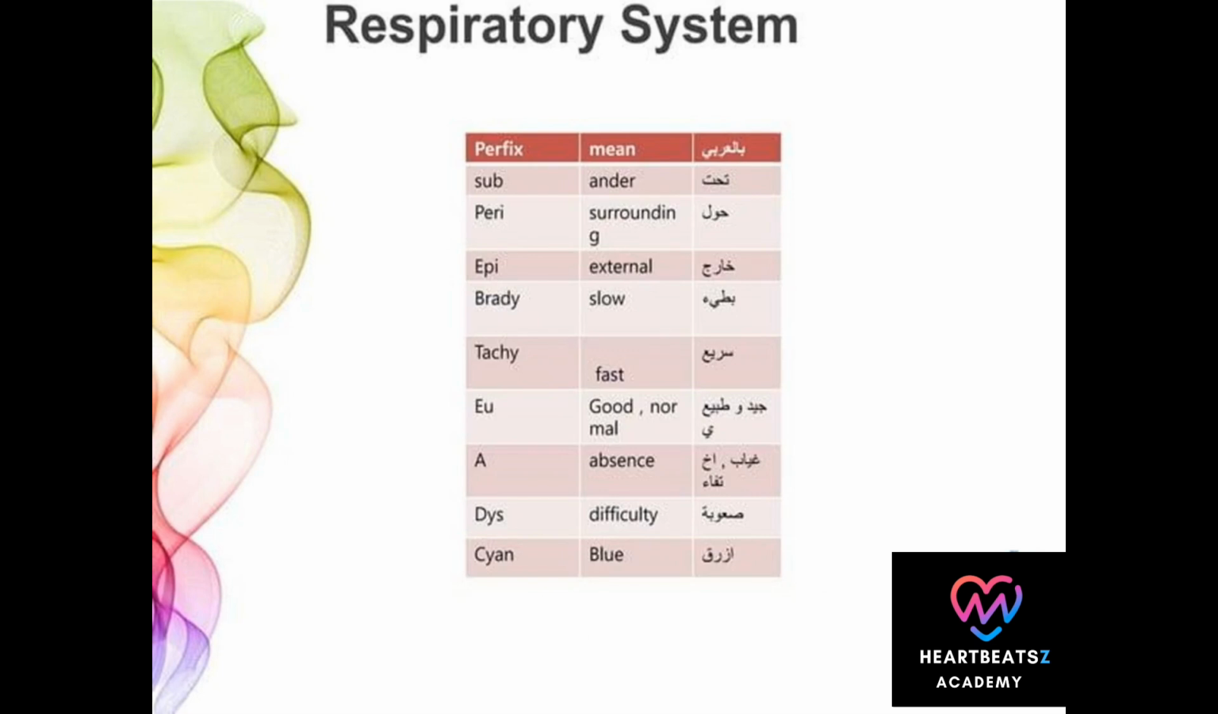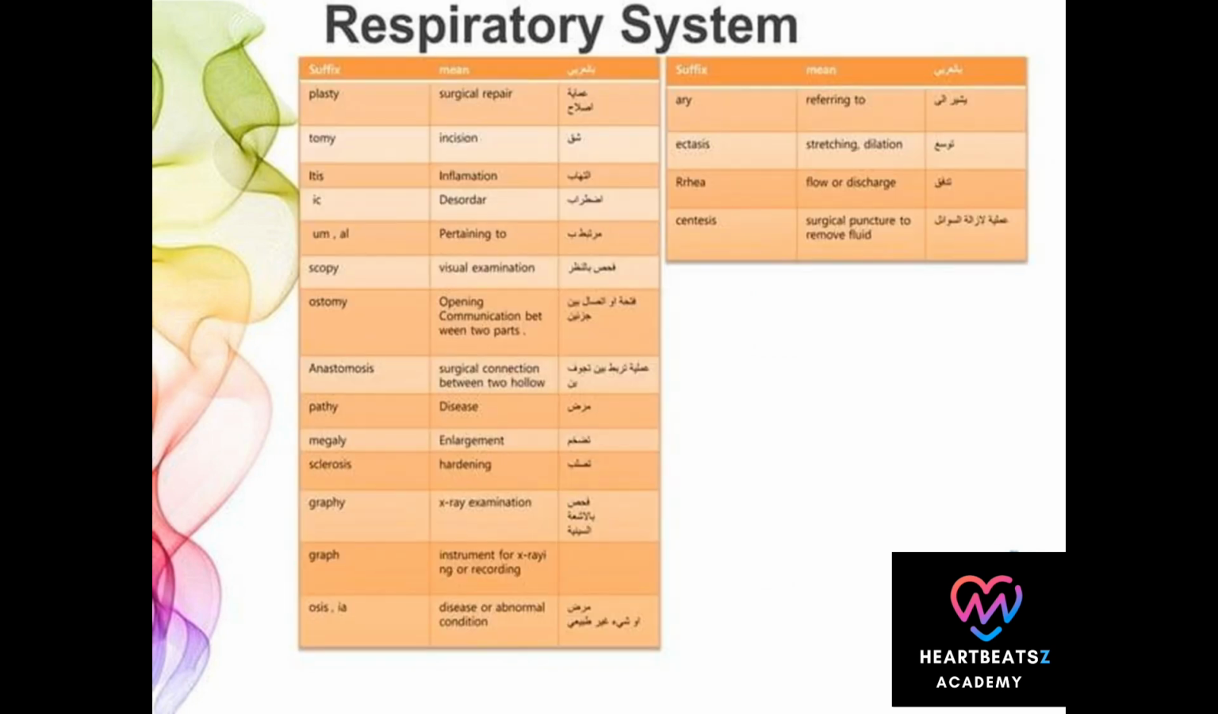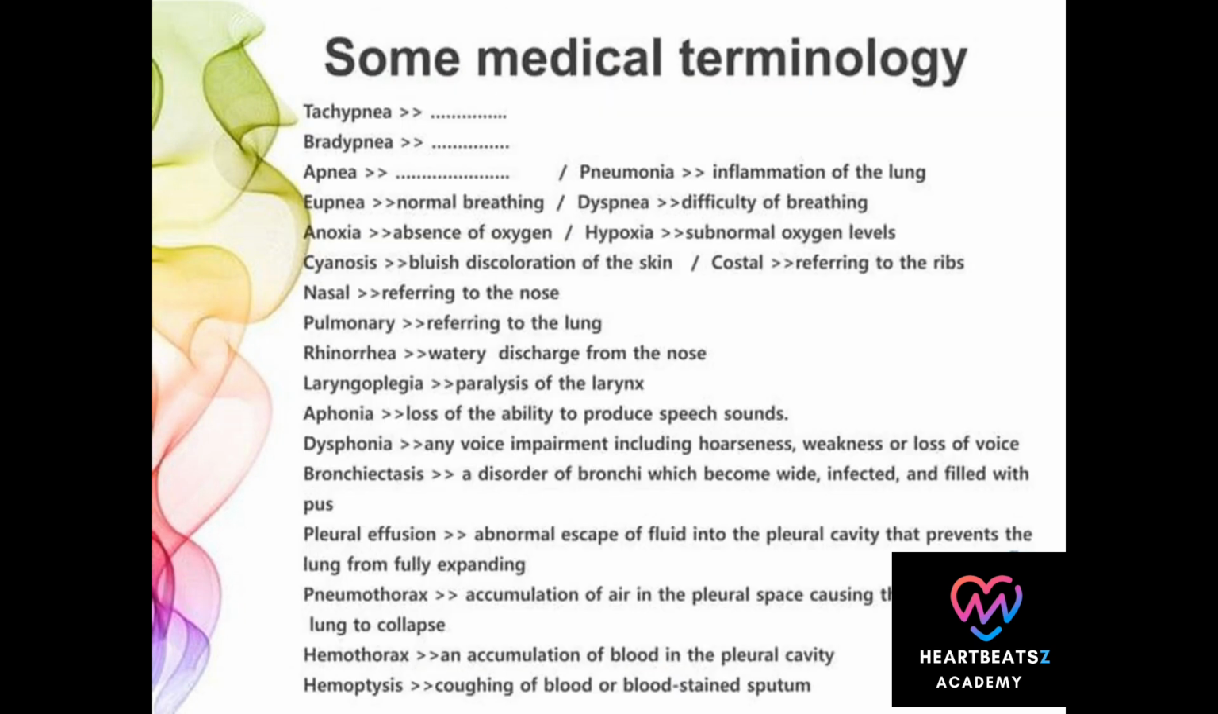Let's move on to the respiratory system. We have words like tachypnea, which refers to rapid breathing, and dyspnea, which refers to difficulty breathing. We also have terms like pneumonia, which is inflammation of the lungs, and bronchiectasis, which is a disorder of the bronchi that causes them to become wide and infected.